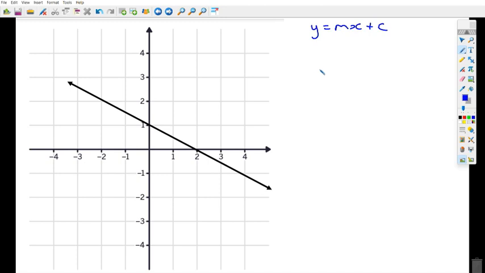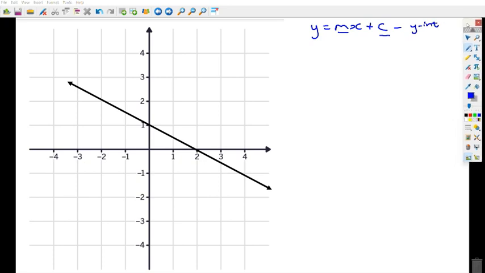So if I do that, I need to go and find the gradient and I need to go and find the c value. The c value always is my y-intercept. So my y-intercept here is 1. So my c is going to be 1.